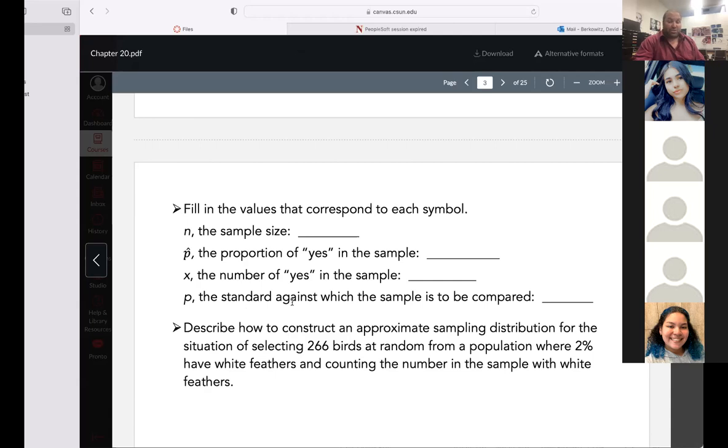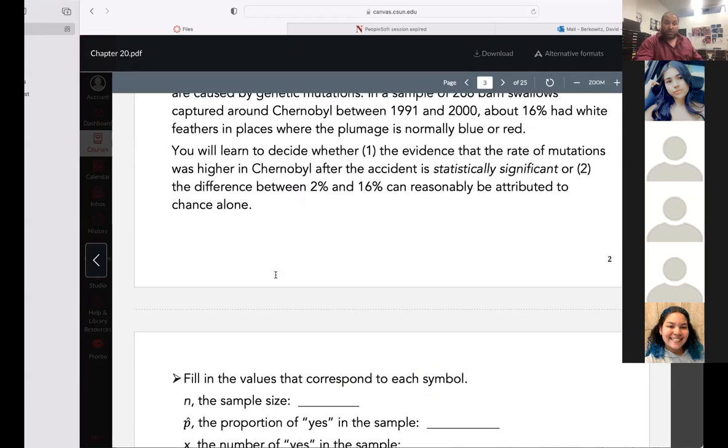Now, what is the standard against which the sample is to be compared? Our sample value is 16%, or 16.16541353%. What are we comparing it to? What's the value that we're testing to see: is it the same, is it not the same, is it bigger, is it smaller? What value are we comparing it to?